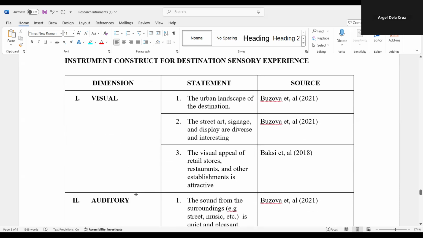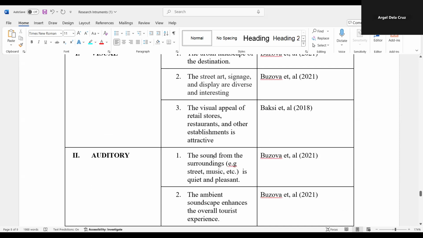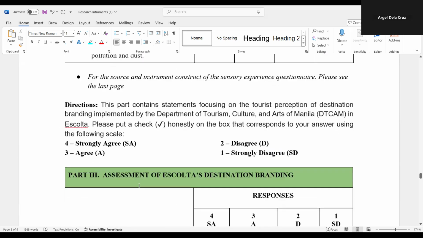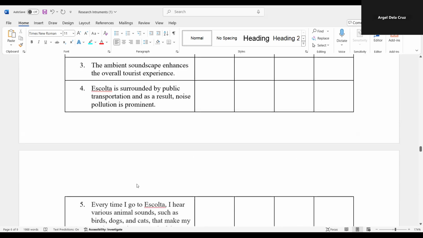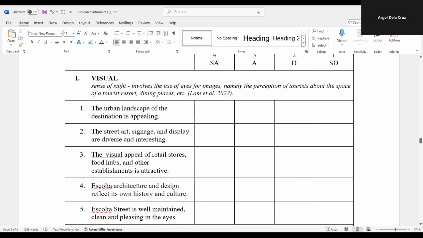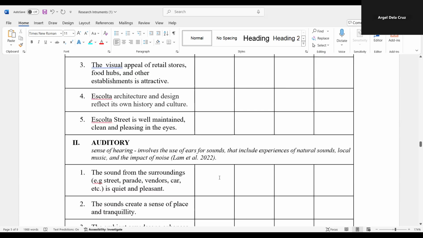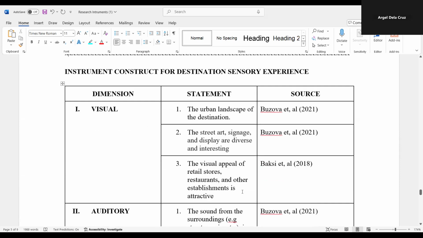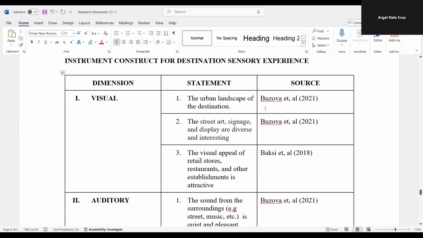So instrument construct for destination sensory experience. So they have cited the particular study sources, for example, urban landscape to measure visual, street landscape visual, okay, aside from the main theory kay Lam. So nakita mo 1, 2, 3 lang siya. So they have combined it with, sino main theory nila? Si Lam. So 1, 2, 3, ito siya. Urban 1, 2, 3. Okay? So, yung iba, dinagdag na lang nila doon sa work ni Lam. Okay. Dinagdag nila to mga missing.